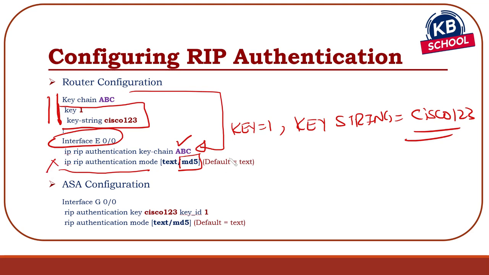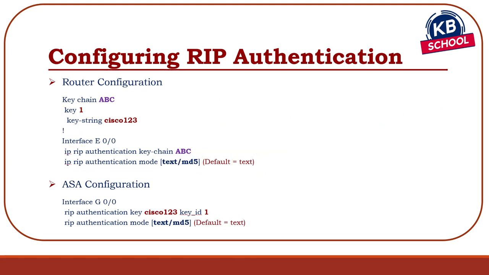If I don't put this command in, it will default to text. So as soon as I apply the keychain to the interface in terms of a router, it is authenticating now. It's authenticating based on this key ID and this key string. And because I did not specify the mode, it would use text. But if I want to use MD5, which is the preferred way of doing it, I would go ahead and put IP RIP authentication mode MD5.